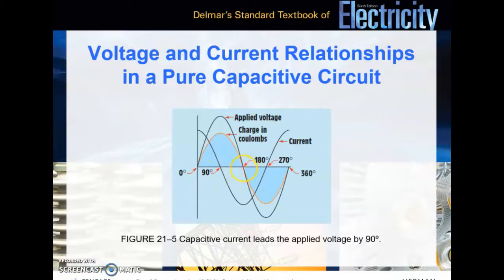At 180 degrees, again, the applied voltage is 0, the charge on the capacitor is 0, the current limiting effect is not present, therefore the current is maximum at 180 degrees. It's negative this time. At 270, it's kind of similar to at 90 degrees. The applied voltage is maximum, the charge on the capacitor is maximum, the capacitive reactance or the current limiting effect is maximum, so therefore the current is 0.